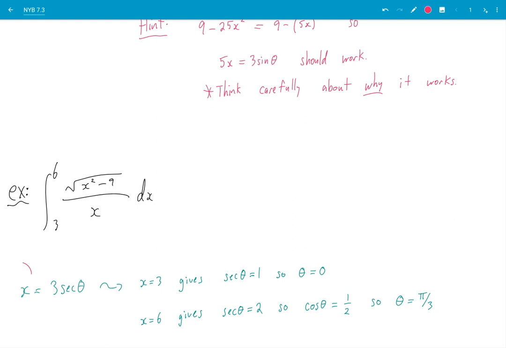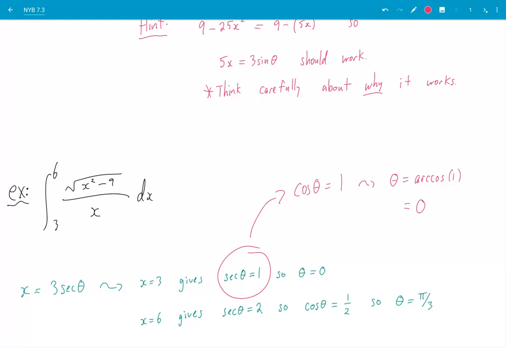Now, if I plug in 3 here, I get secant theta is 1, which tells me that cosine theta is also 1. And then to solve, in this case, we'll use our inverse trig, our inverse cosine of 1. So our inverse cosine of 1 is definitely 0.